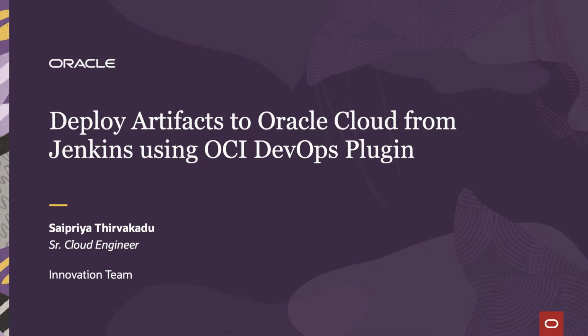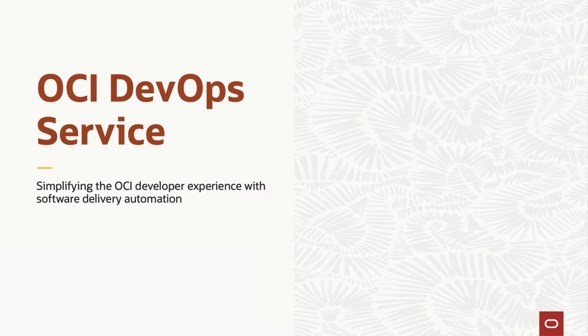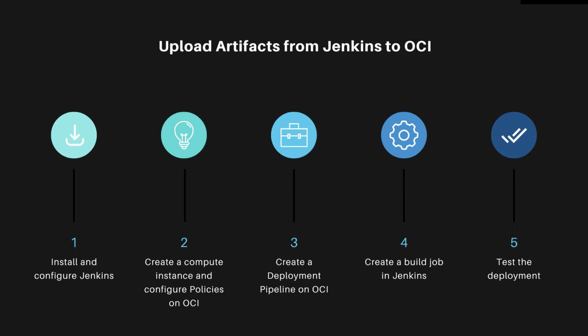Today, we are going to talk about deploying artifacts to Oracle Cloud from Jenkins using OCI DevOps plugin. OCI DevOps service is a complete continuous integration or delivery platform for developers and operators to collaboratively develop, build, test, and deploy software. In this demonstration, you're going to see how we can install and configure Jenkins, creating a compute instance and configuring the policies on OCI console, creating a deployment pipeline on OCI DevOps, creating a build job in Jenkins, and testing the deployment.